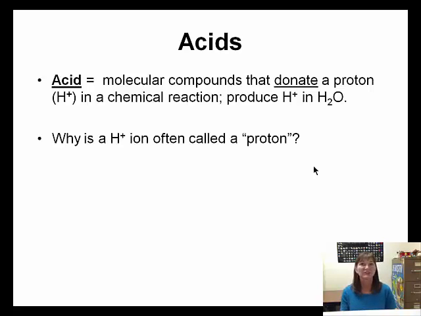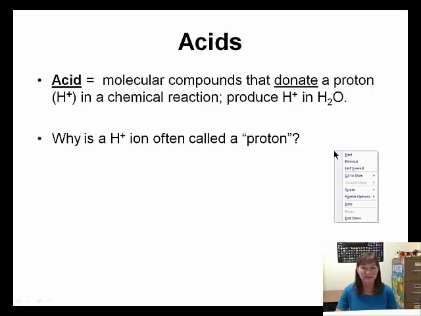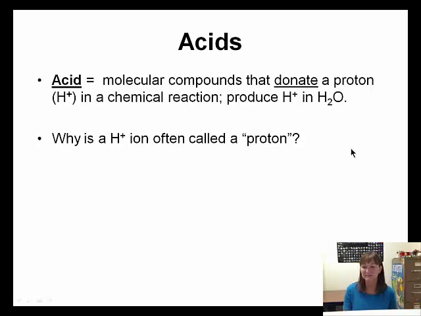So my question to you is, why do you think a hydrogen ion can be called a proton? If you look at your periodic table, and I were to ask you how many protons does hydrogen have, I would hope you would say, okay, the number of protons is given by the atomic number, and the atomic number is above the symbol on the periodic table. So for hydrogen, there is just a number 1 above its symbol. So that means there's 1 proton.